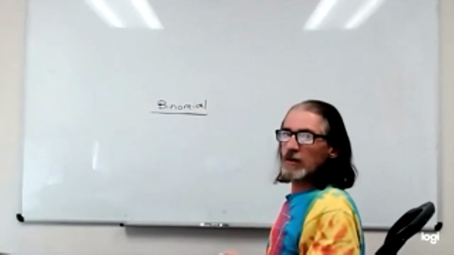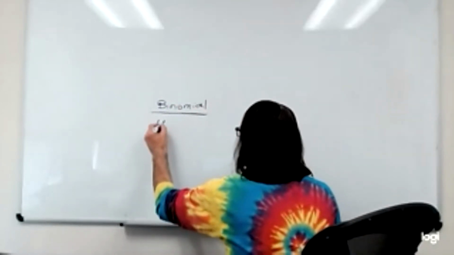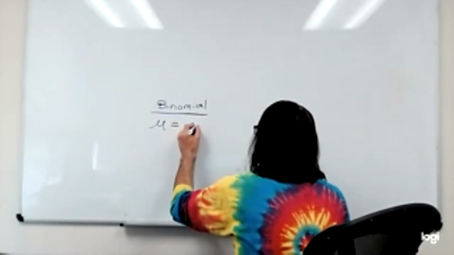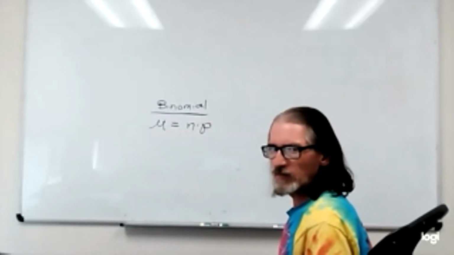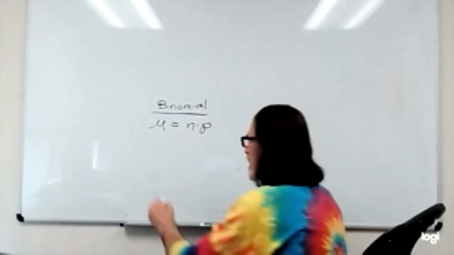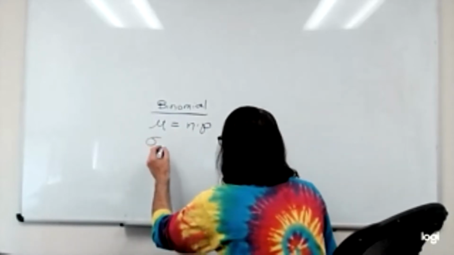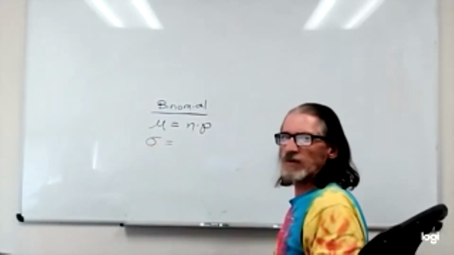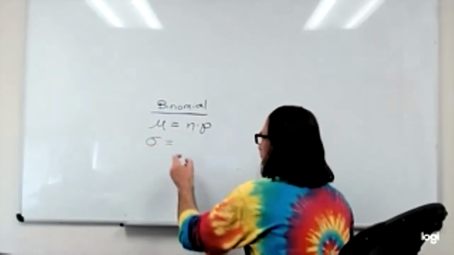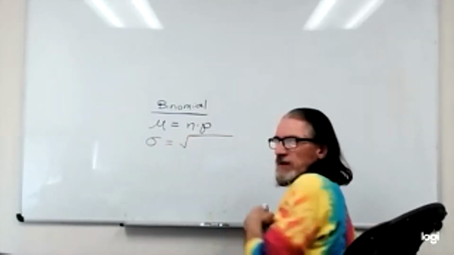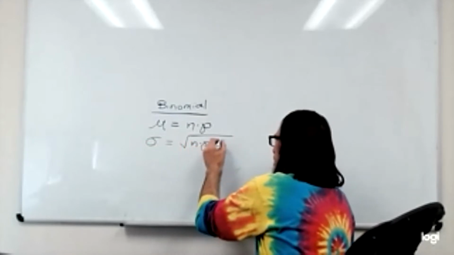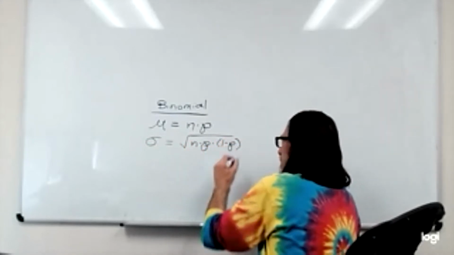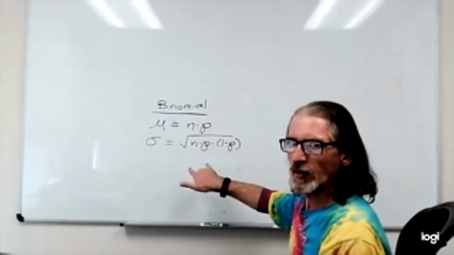the mean of that variable is equal to the number of trials, little n, times the probability of success, little p. And sigma, the standard deviation for that binomial random variable, you'll have the n times p again, also multiplied by the probability of failure, and then you take the square root.